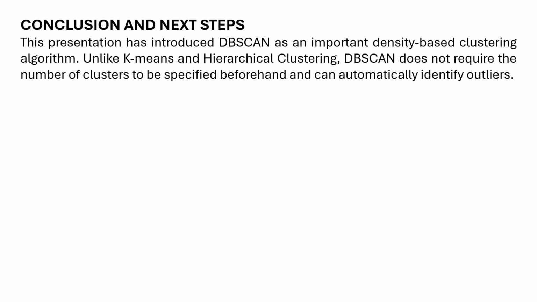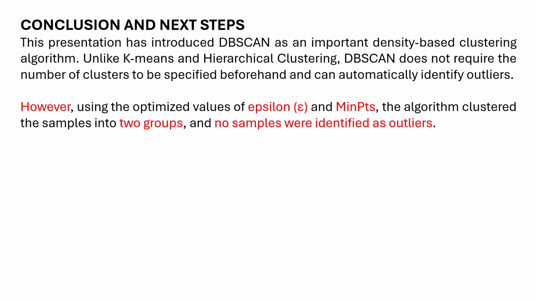This presentation has introduced DBSCAN as one of the major density-based clustering algorithms. Unlike K-means and hierarchical clustering, DBSCAN does not require the number of clusters to be specified in advance and is capable of identifying outliers automatically. In this example, after optimizing the values of epsilon and min points, the algorithm identified two distinct clusters. Interestingly, no observations were classified as outliers, indicating that all samples belong to sufficiently dense regions of the dataset under the selected parameters.